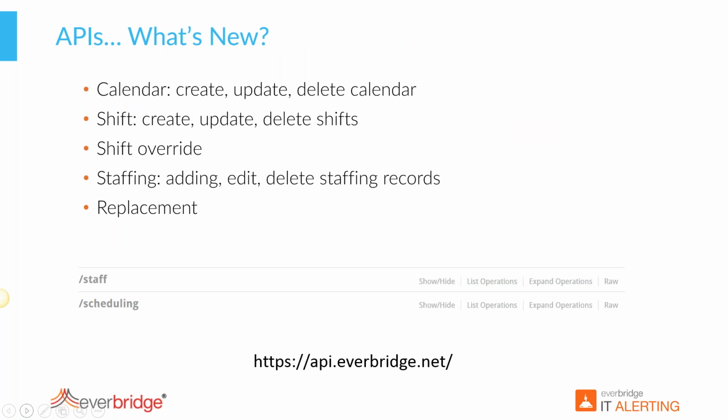The features that have been offered as part of the UI are also made available through APIs. So what's new around the APIs? Calendar APIs: you're able now to create, update, and delete calendars through the API. For the shift, same thing. You can create, update, and delete shifts.